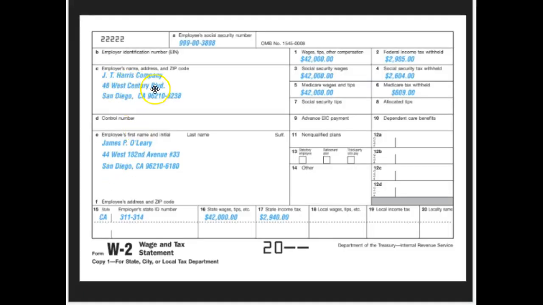So this is J.T. Harris Company, and the employee is James P. O'Leary. So this guy right here worked for this company right here. Here is the outline of what he's done. So this year he made $42,060 in wages, but then he paid $2,985 in income for the federal government, $2,604 in Social Security, $609 in Medicare, and it doesn't look like there's a state tax shown at this point. So you get to show the government how much you've paid in taxes, and they determine if that's enough.